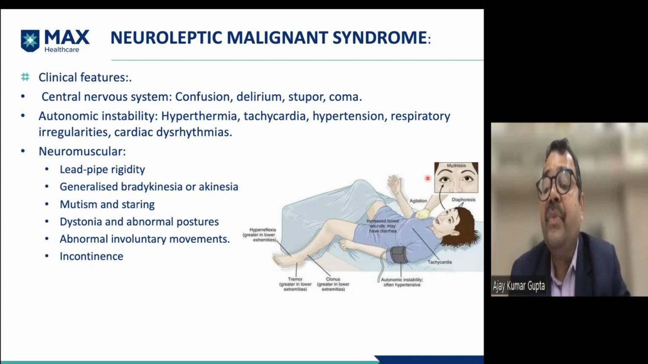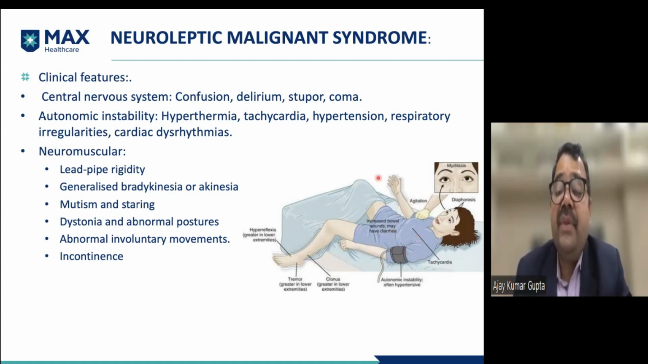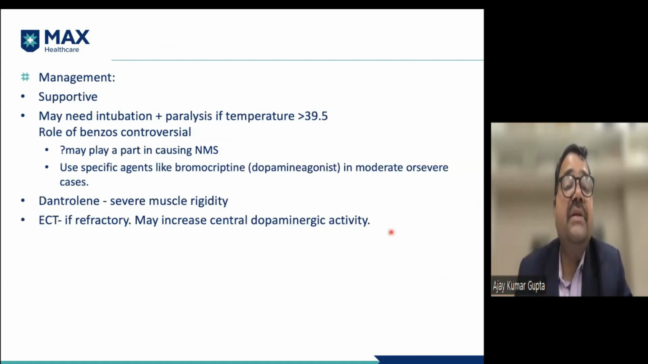So if we just take this patient, the patient will have mydriasis. You can see the diaphoresis. The patient is agitated. That's why the paramedic is holding his hand. Then the patient will have an autonomic instability. The patient will have a hypertensive state. Then the patient will have a clonus and tremor in the lower extremities. There will be hyperreflexia. There will be increased bowel sounds, and the patient may have diarrhea also. So this is the picture which you can remember, and the moment you see the patient, you can easily see that, yes, this is the neuroleptic malignant syndrome patient.